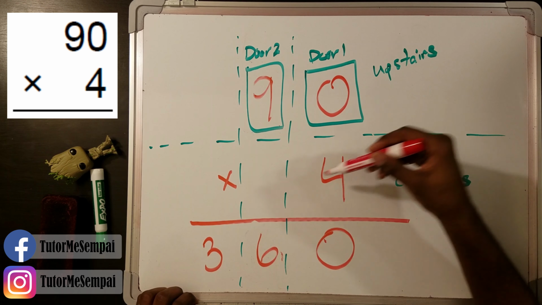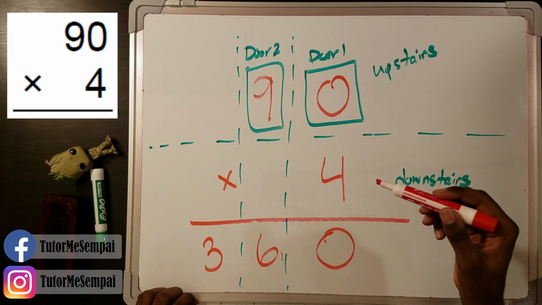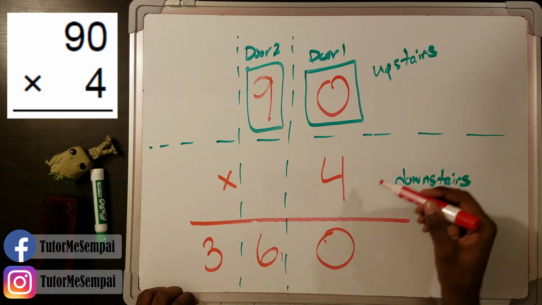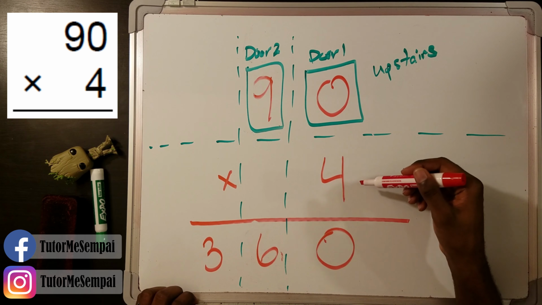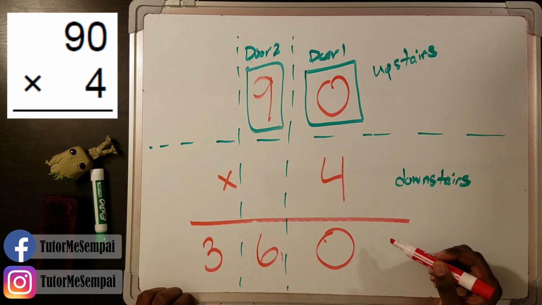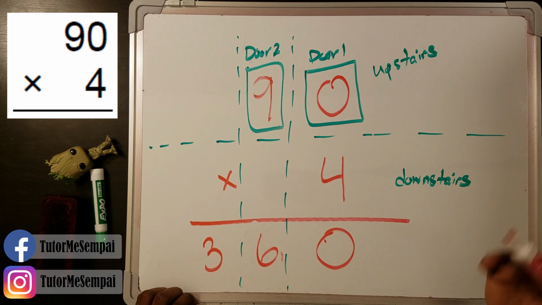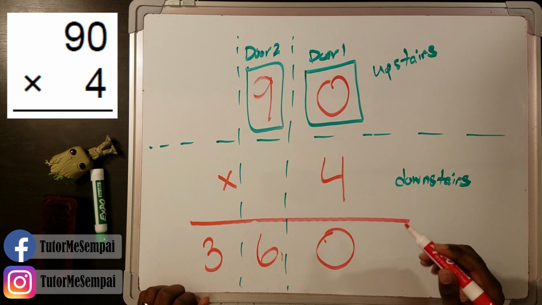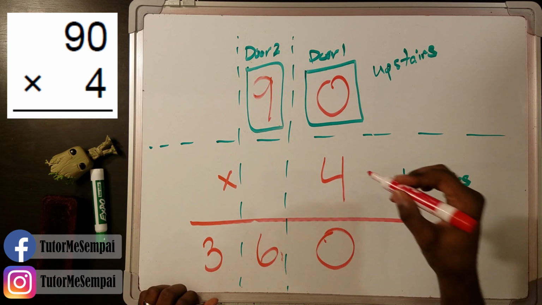Once again, every number in your downstairs has to visit each door of your upstairs. We're only multiplying by a one-digit number in our downstairs, so we're only going to have one time looking at these doors. In future videos, I'll show you how we can have more numbers in our downstairs and how that would look. But for right now, we're only dealing with one-digit numbers.